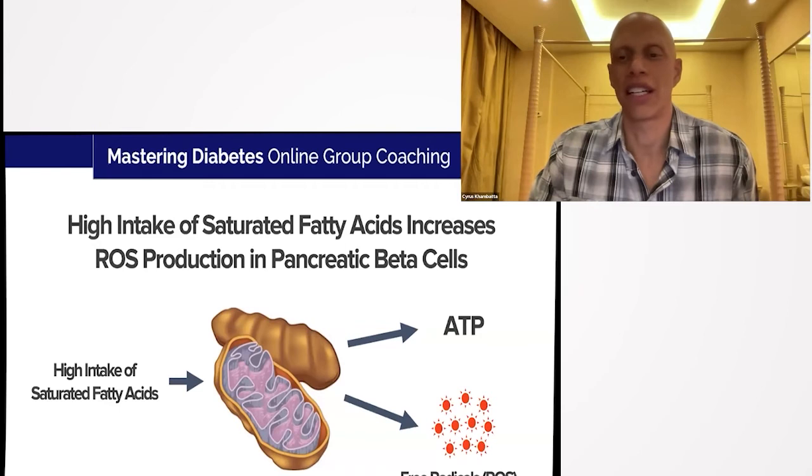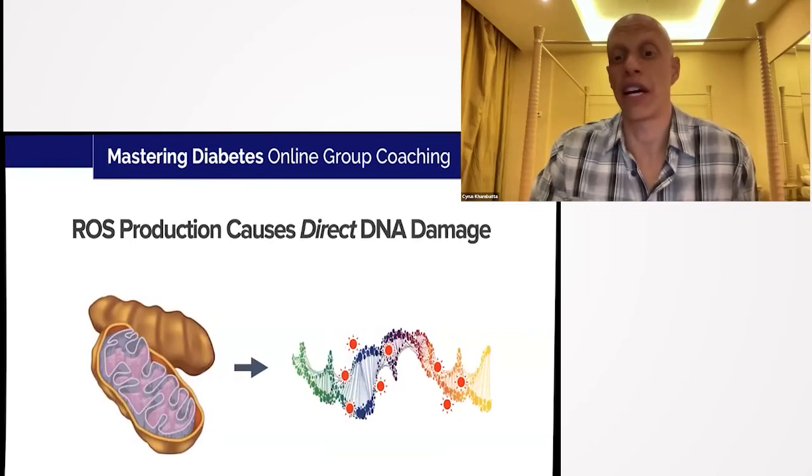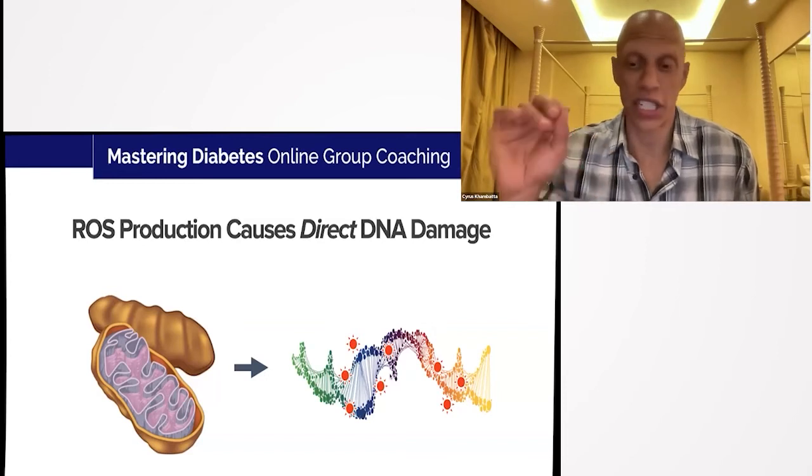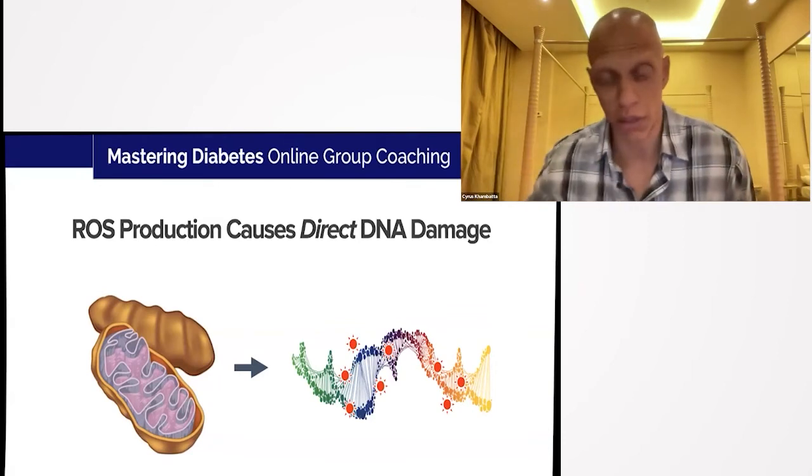It's a waste material, and the production of free radicals increases as the flux, or the amount of fatty acids that goes through the mitochondrial network, increases. So when this happens, these mitochondria generate a significant amount of these free radicals, reactive oxygen species, and these guys are basically highly unstable molecules. And what they do is they can attach to DNA, and they can actually cause direct DNA damage, whether that's in the nucleus or in the mitochondria.